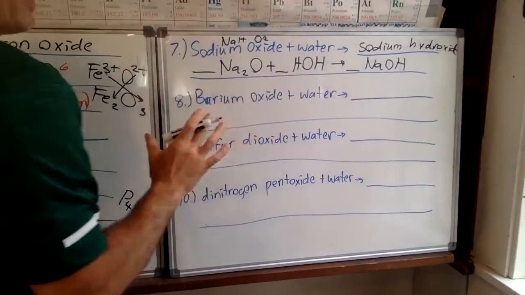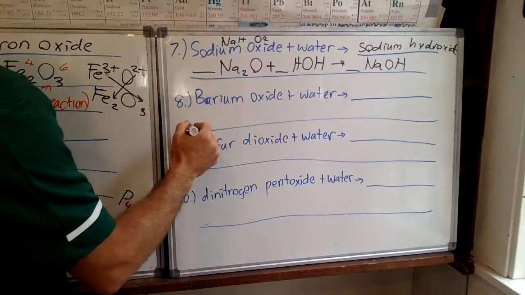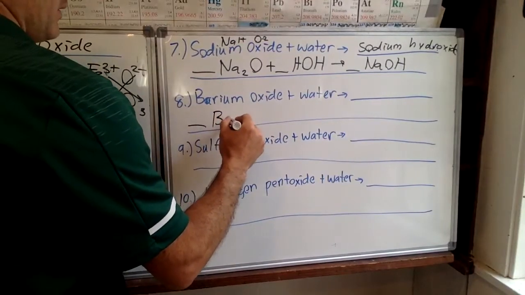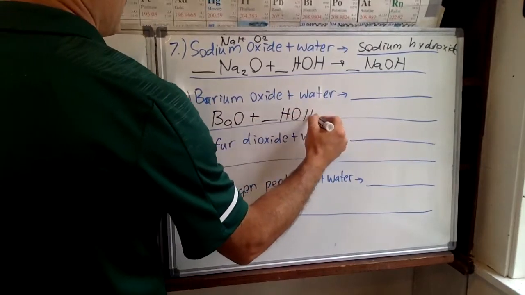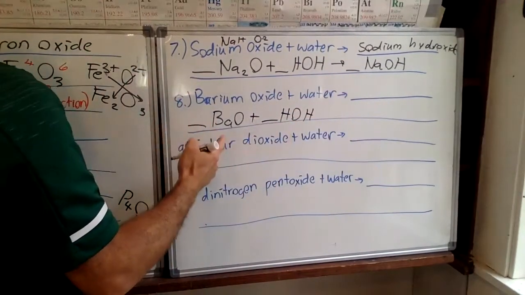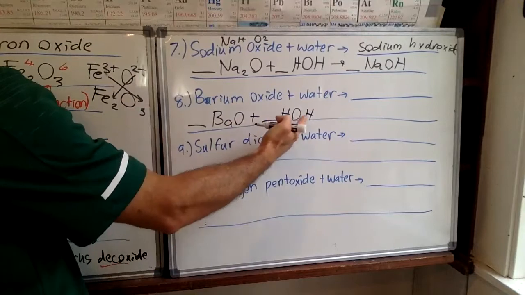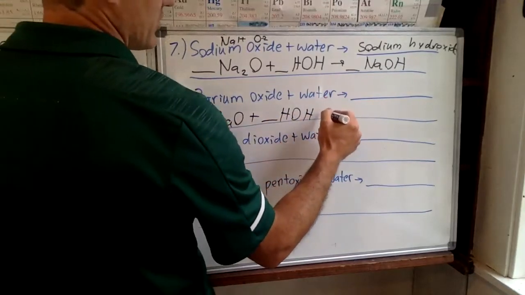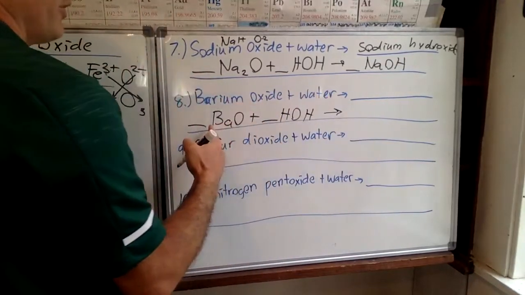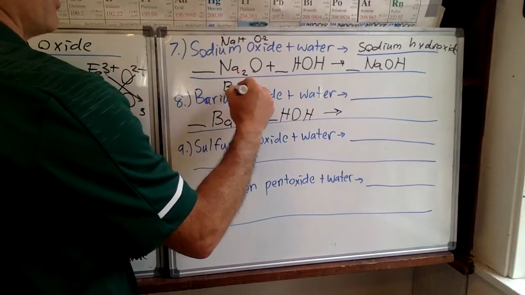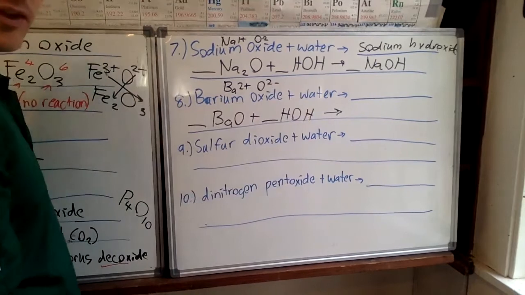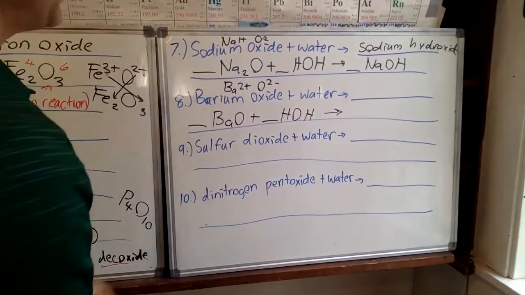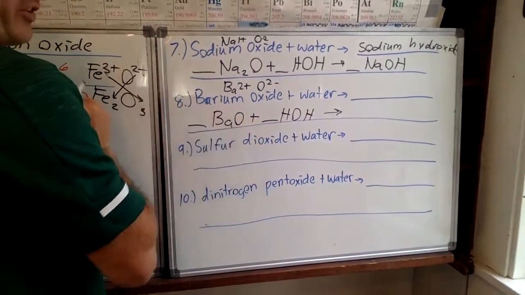Okay, we'll balance that in a second. Let's look at barium oxide. Barium oxide is BaO. Water is HOH. The reason this is BaO is barium actually does have a 2 plus charge, and the oxide is a 2 negative charge. So, they balance each other out.